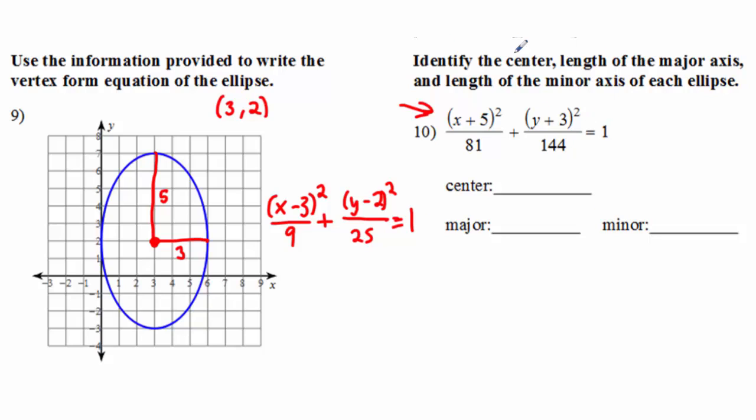Now, on 10, it asks us to identify the center. Remember, that's what's inside of our parentheses, and because it's inside our parentheses, we change the sign. So this is -5, -3.